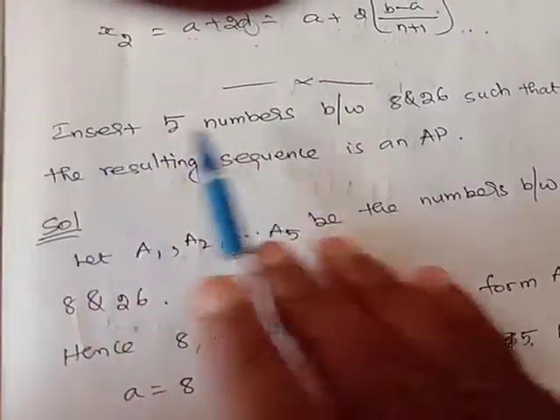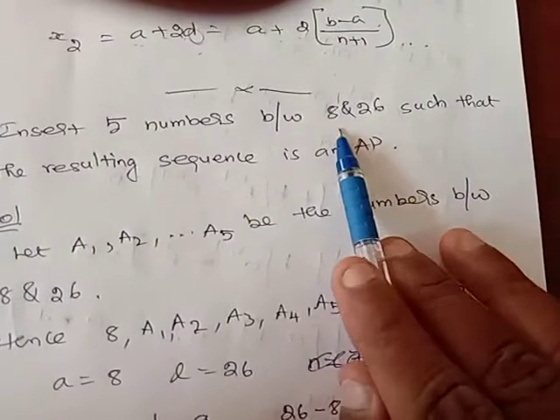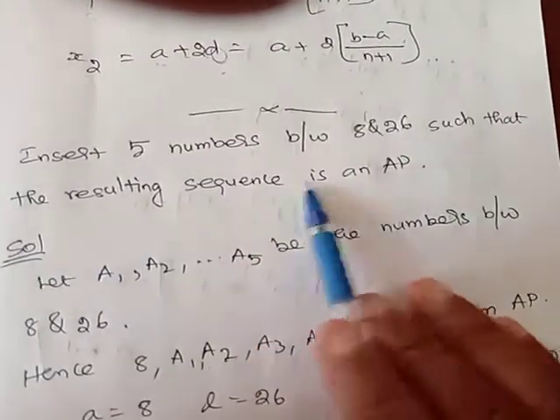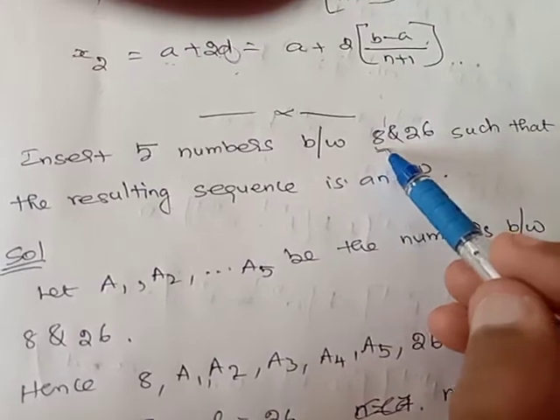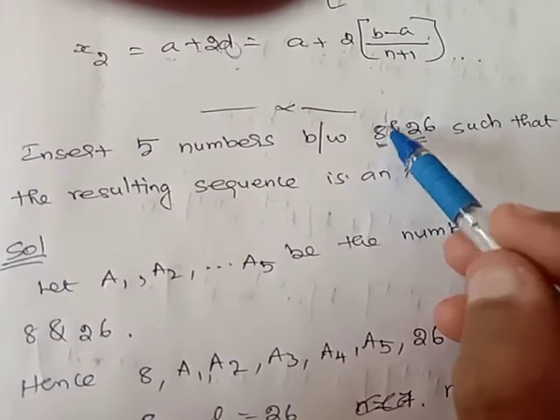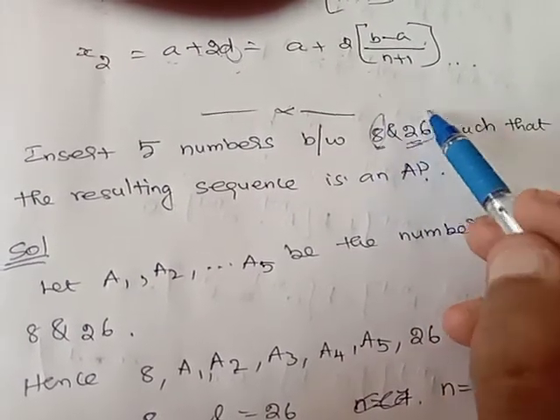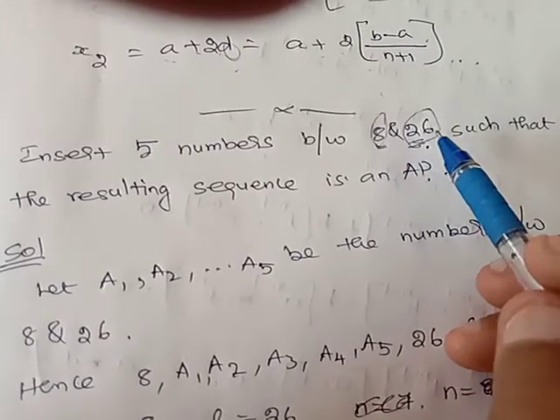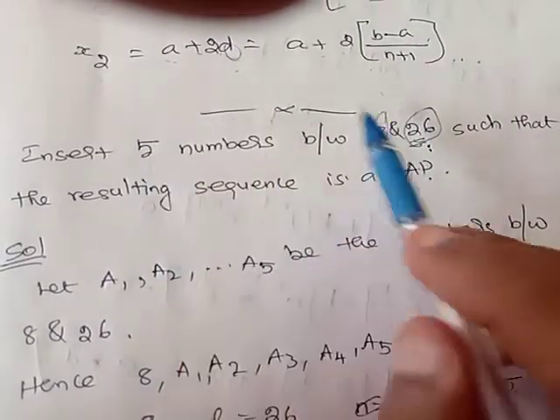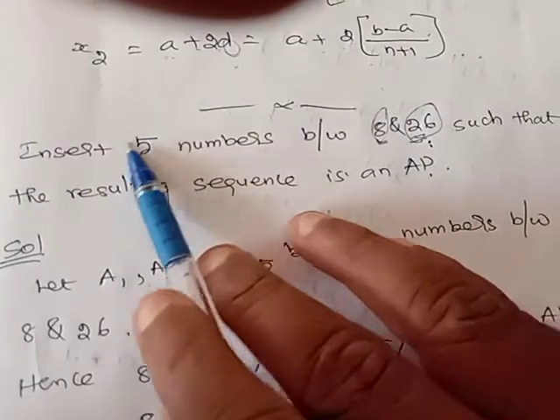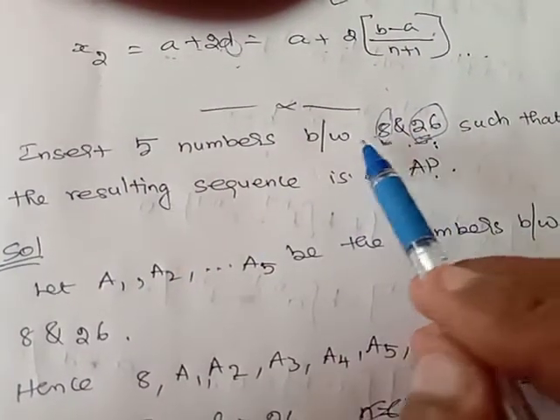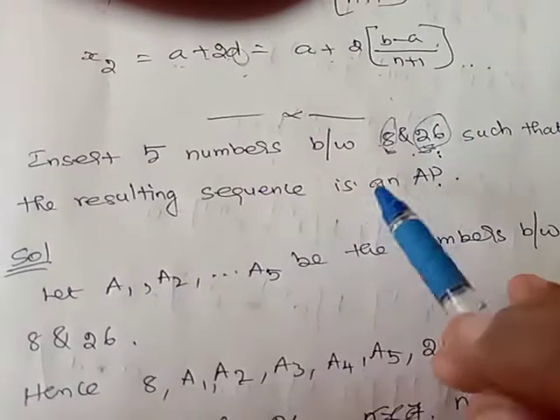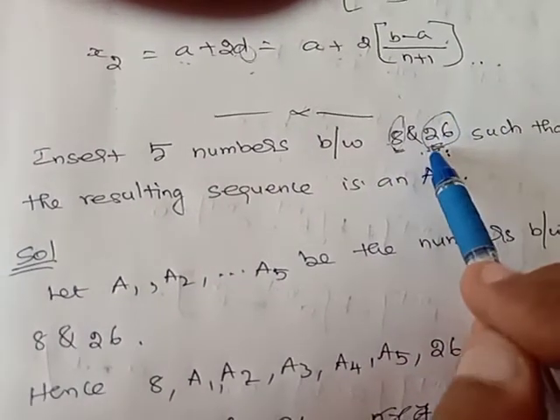If we know this formula, then it will be very easy for us to solve the problem. The question is, insert 5 numbers between 8 and 26 such that the resulting sequence is an AP. So we are given only 2 numbers, 8 and 26, in which 8 should be the first term, 26 should be the last term, and in between 8 and 26 we must insert 5 numbers. After inserting those 5 numbers, if we take up that sequence, it must be an arithmetic progression.